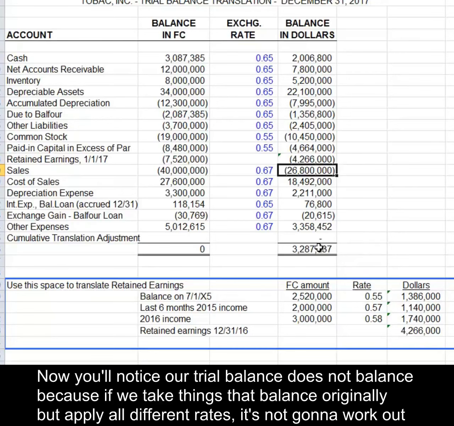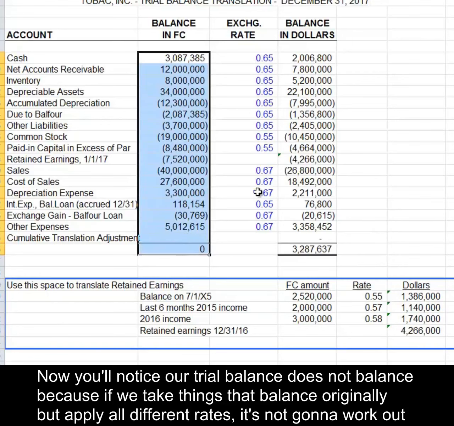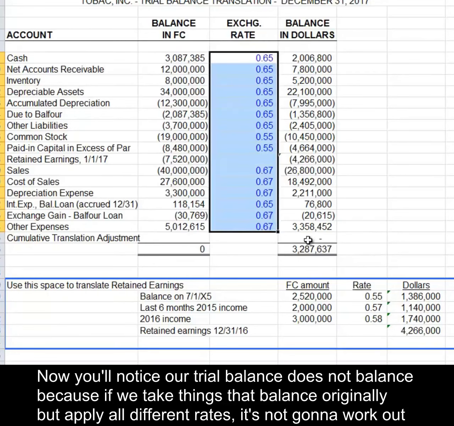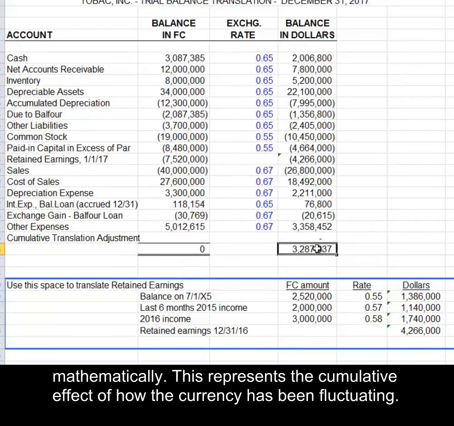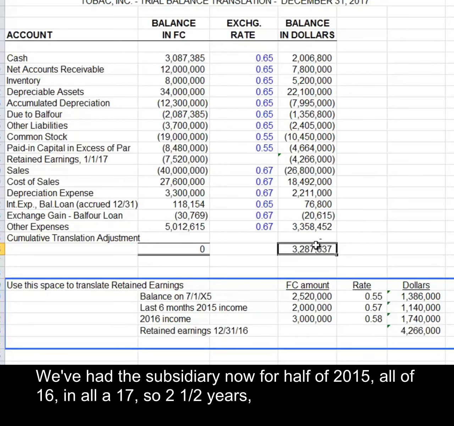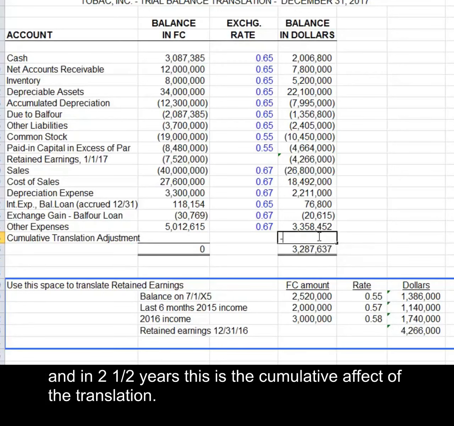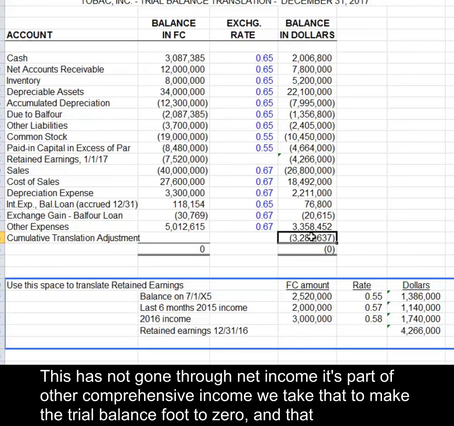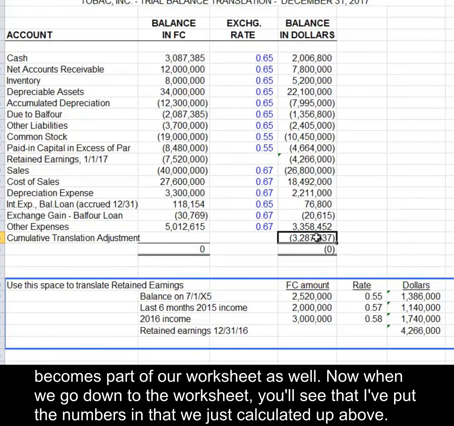Now you'll notice our trial balance does not balance, because if we take things that balance originally but apply all different rates, it's not going to work out mathematically. This represents the cumulative effect of how the currency has been fluctuating. We've had this subsidiary now for half of 2015, all of 16, and all of 17, so 2.5 years. And in 2.5 years, this is the cumulative effect of the translation. This has not gone through net income. It's part of other comprehensive income. We take that to make the trial balance foot to zero, and that becomes part of our worksheet as well.